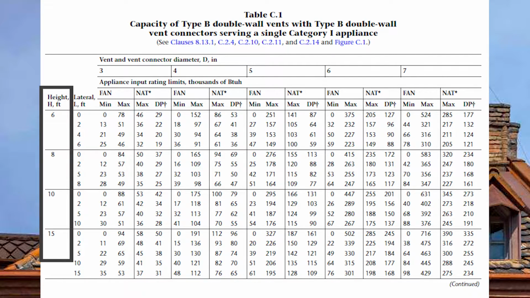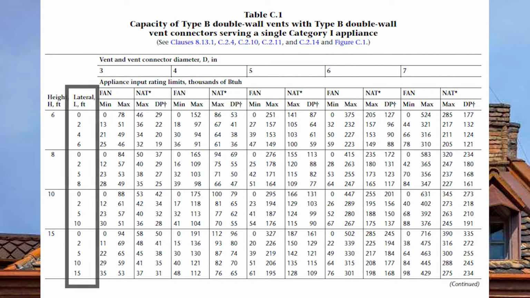Over on the left-hand side, we have the height. Now this is the height of the vent. That's measured from the top of the flue collar or draft hood outlet to open air where we have the vent cap. Now if we look off to the right, we see the lateral measurement. Now this is a horizontal piece of pipe that connects the appliance to the vent. We call it the vent connector.